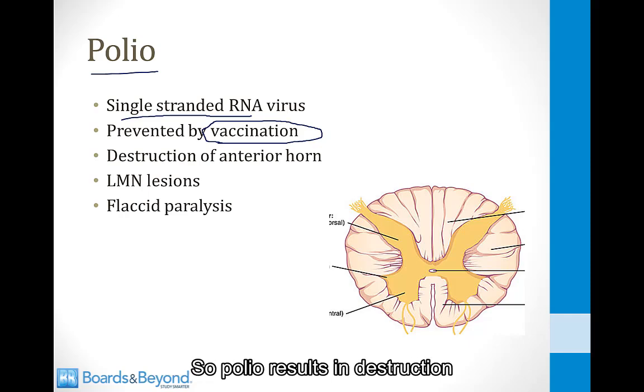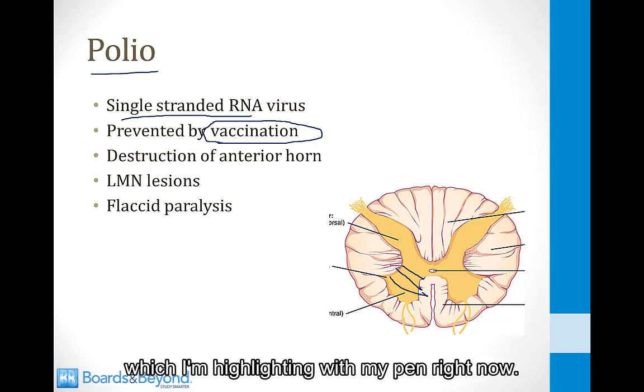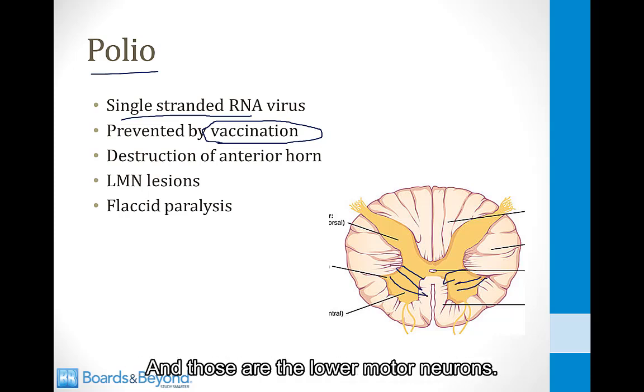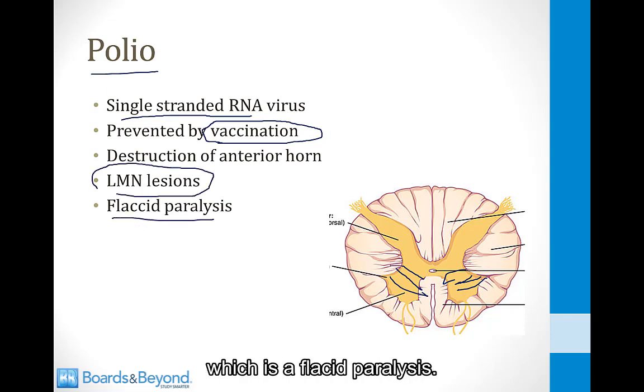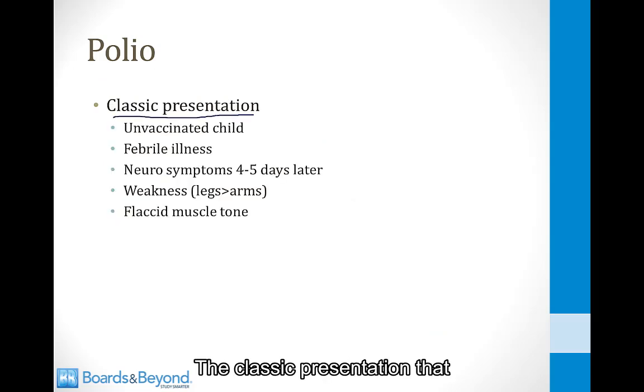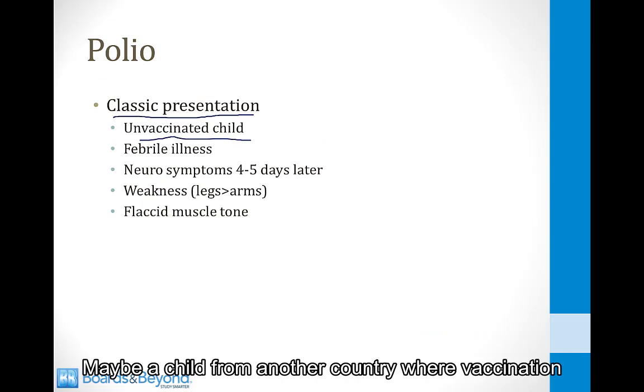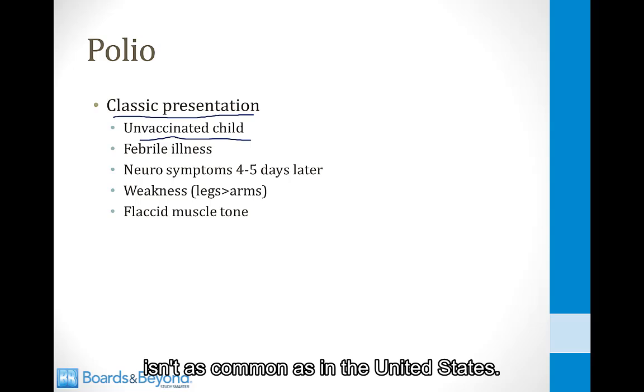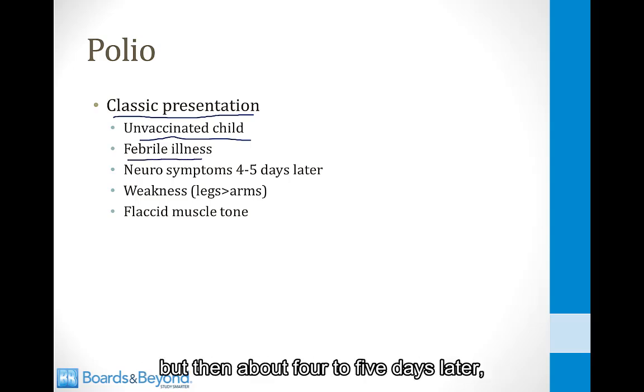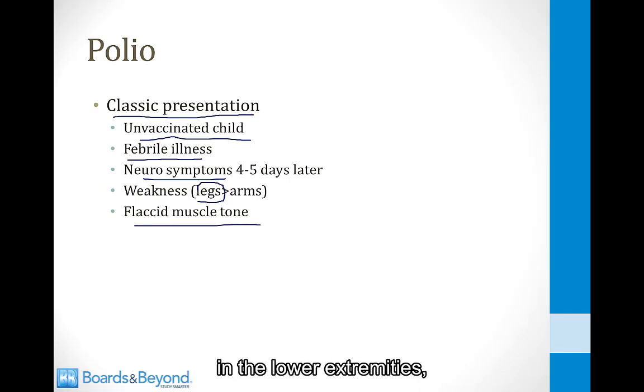So polio results in destruction of the anterior horn cells of the gray matter, which I'm highlighting with my pen right now. And those are the lower motor neurons. So when you get destruction, you get lower motor neuron paralysis, which is a flaccid paralysis. The classic presentation that you should know for your boards is going to be an unvaccinated child, maybe a child from another country where vaccination isn't as common as in the United States. The baby will initially get a febrile illness, but then about 4 to 5 days later will start to develop neuro symptoms. There'll be weakness that's worse in the legs more than the arms, and it will be a flaccid weakness in the lower extremities, and that is what polio will look like.